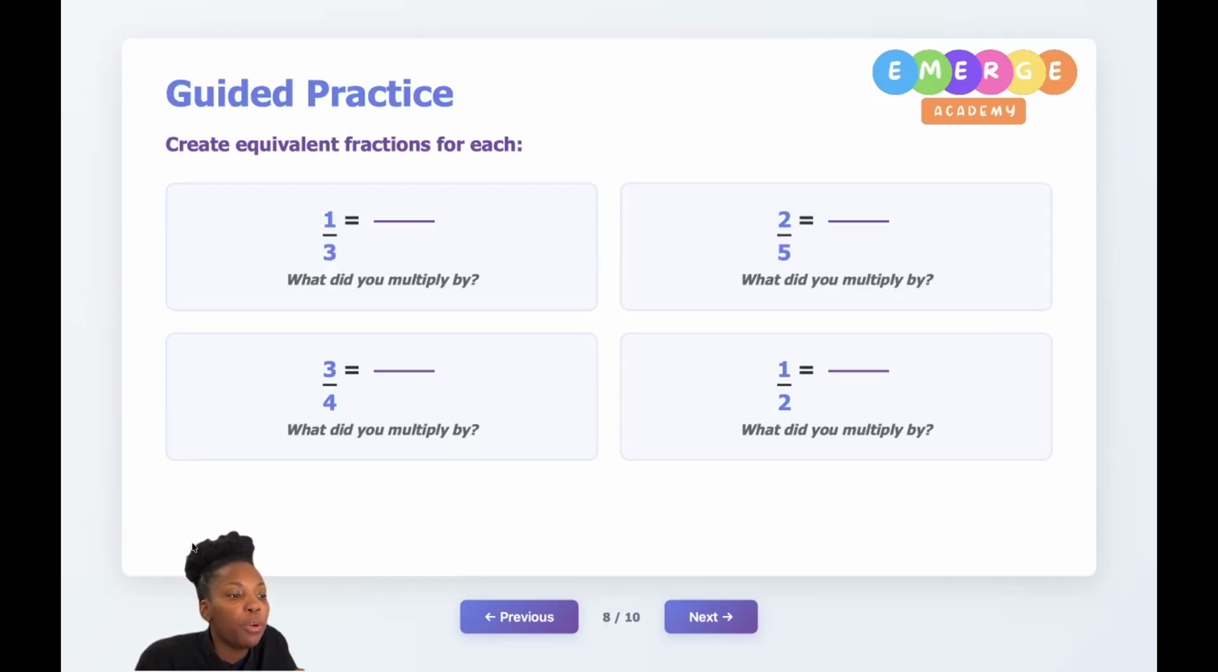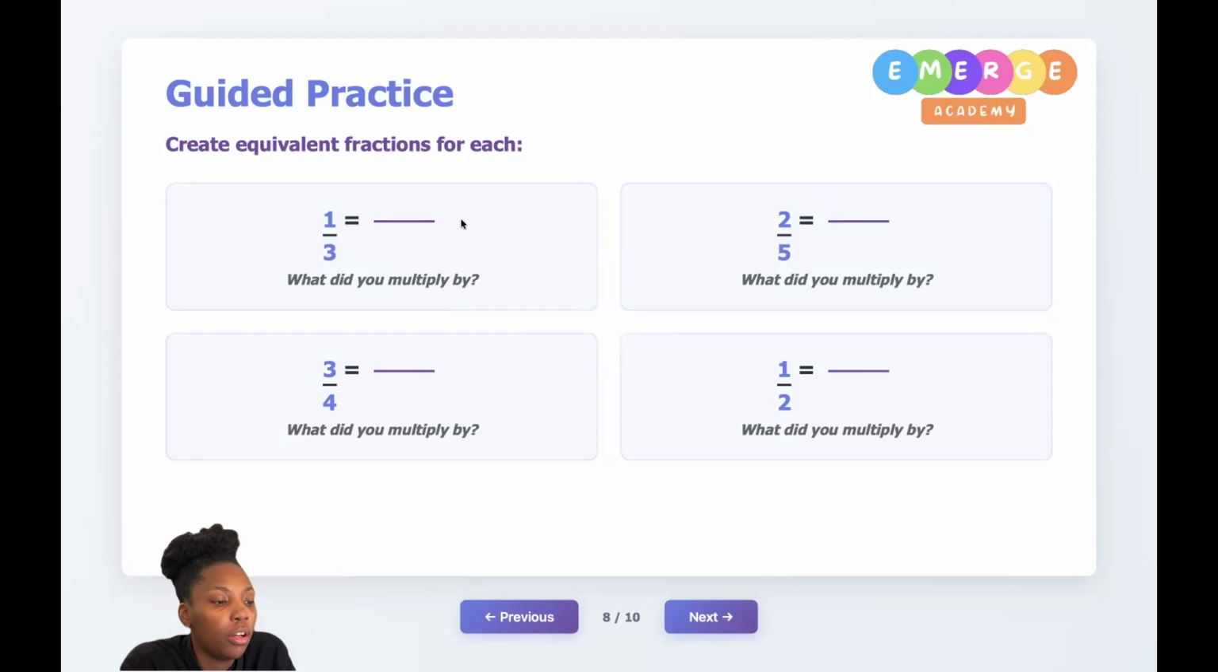Okay, so let's create some equivalent fractions for each of these questions. So first of all, we have 1/3. What I'm going to do here is I'm going to times 1/3 by 2/2. Because if you remember, 2/2 is the same as saying 1. We want to multiply by 1.